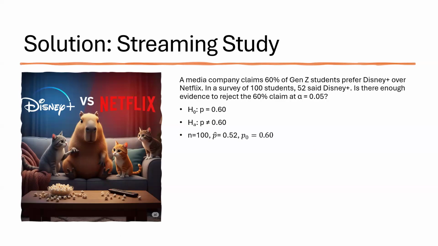From our sample, the sample size n is 100. Sample proportion p-hat is 52 out of 100, so 0.52. And the claimed population proportion p naught is 0.60.